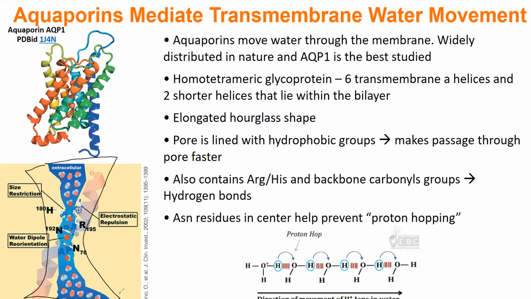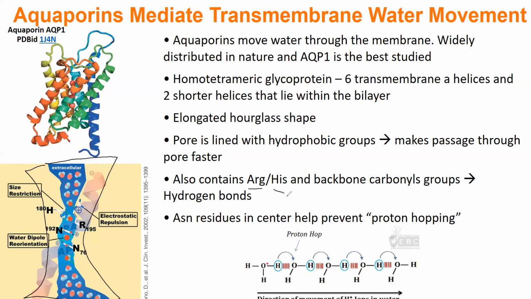And what's interesting about this is when we look at the pore, we have those hydrophobic groups, which you would not necessarily expect. If you're transporting water, you might think, well, you need groups that will hydrogen bond your water. And you do. You have arginines and histidines, and also backbone groups of your amino acids that will hydrogen bond the water and help them pass through the channel.